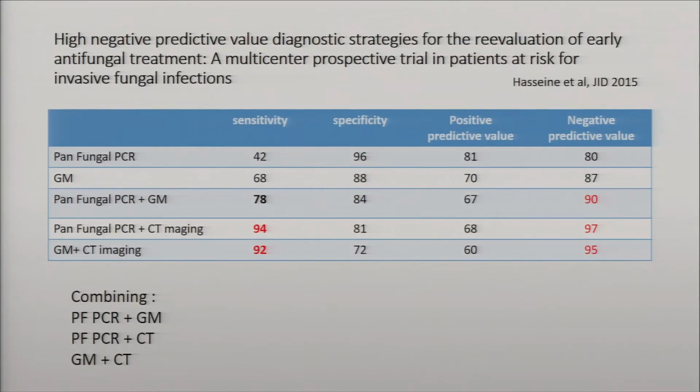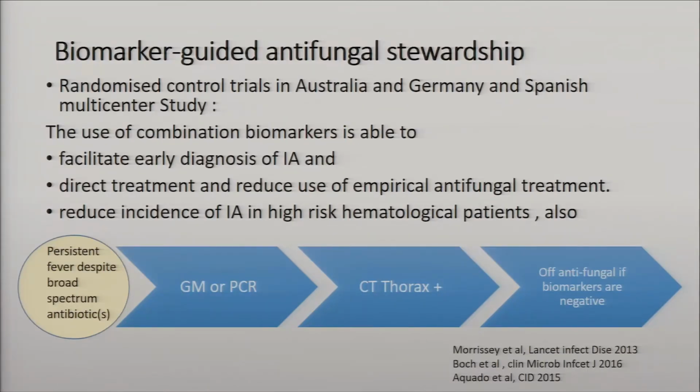Okay? So this is another study whereby they combined pan-fungal PCR. When you combine pan-fungal PCR with galactomannan, or pan-fungal PCR with CT scan, they have a better performance, increased sensitivity, and the negative predictive value is excellent, more than 90%. So in conclusion, you may use a combination of biomarkers as a tool in your antifungal stewardship.